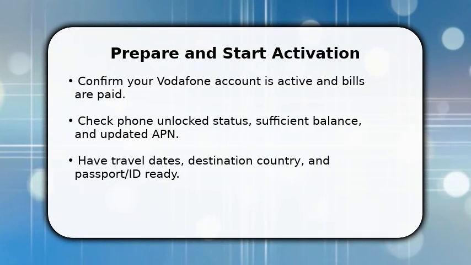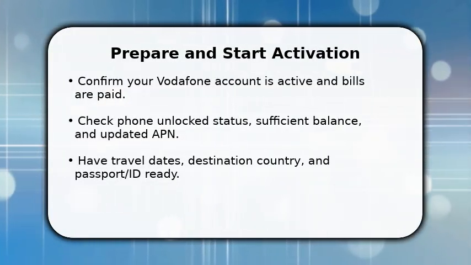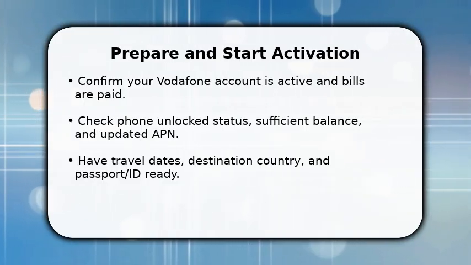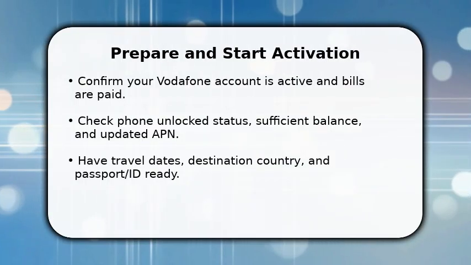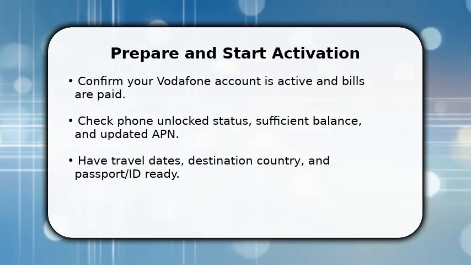You begin by confirming core prerequisites so the activation won't fail. Log into My Vodafone or the Vodafone app using your credentials. Once logged in, navigate to the roaming section. Make sure your plan supports international roaming and that billing is current because carriers disable roaming for unpaid accounts.